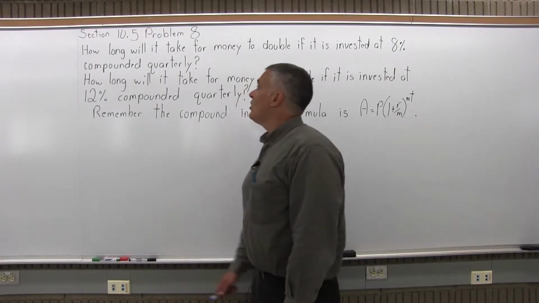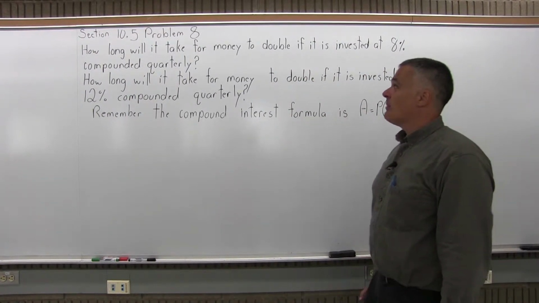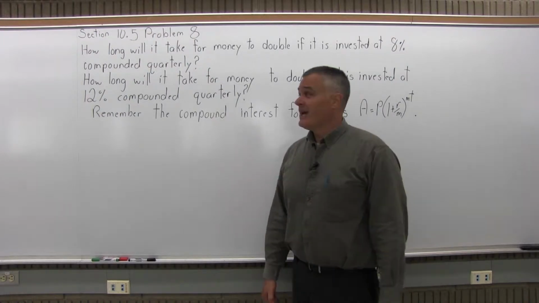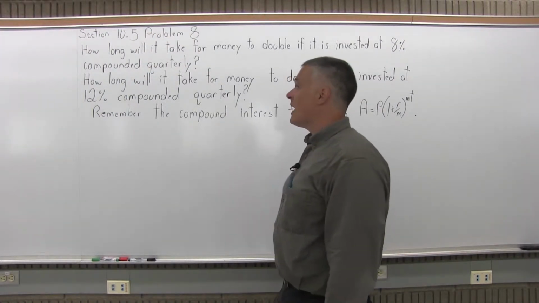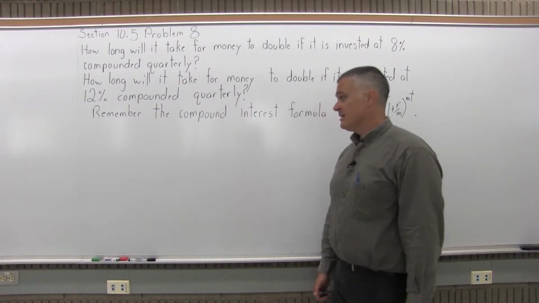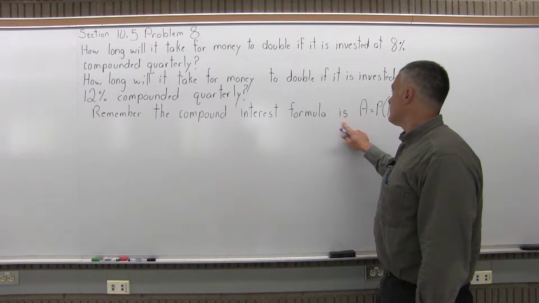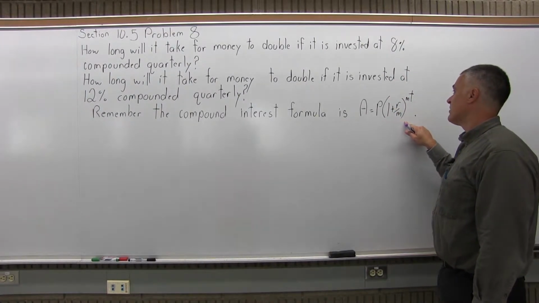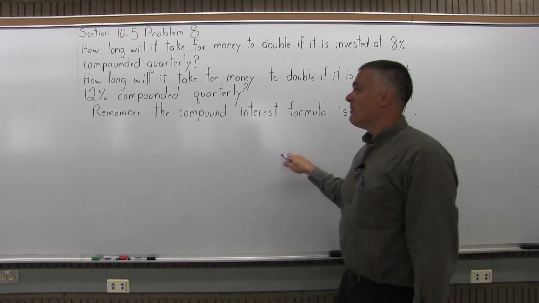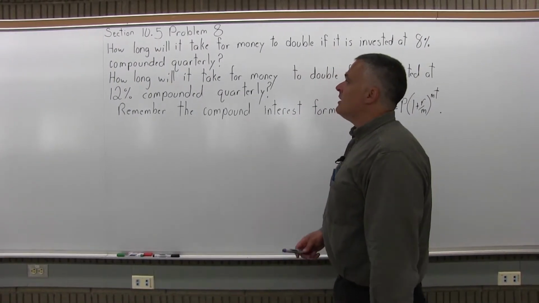It says, how long will it take for money to double if it is invested at 8% compounded quarterly? And then it asks, how long will it take for money to double if it is invested at 12% compounded quarterly? And then they give you a reminder, remember the compound interest formula is A equals P times, in parentheses, 1 plus R over M to the M times T power. That's from Chapter 5, it was from Section 5.1.